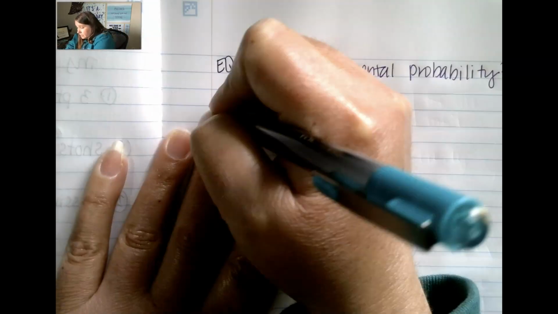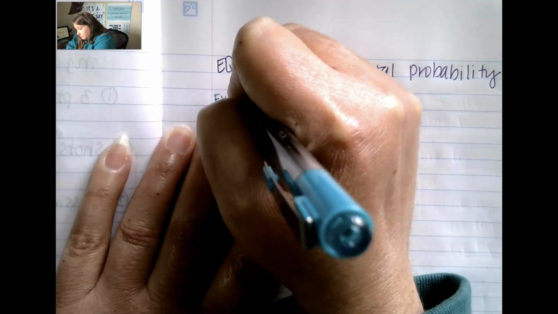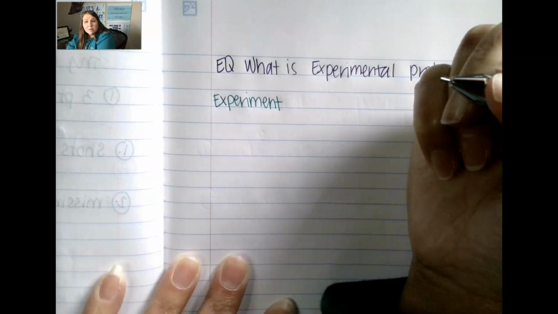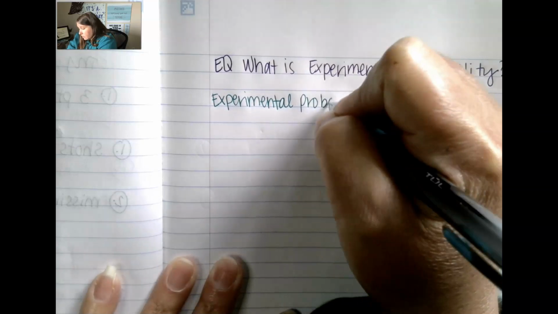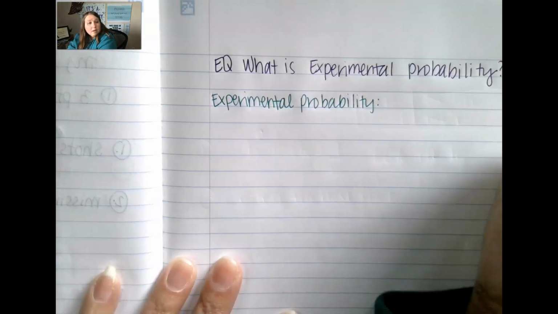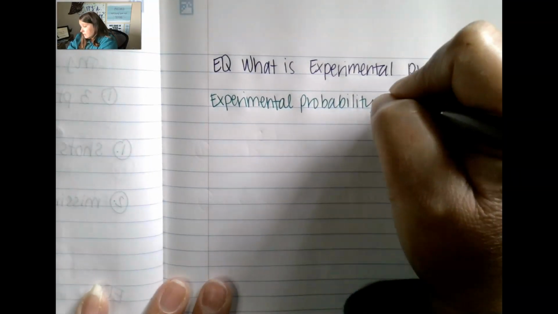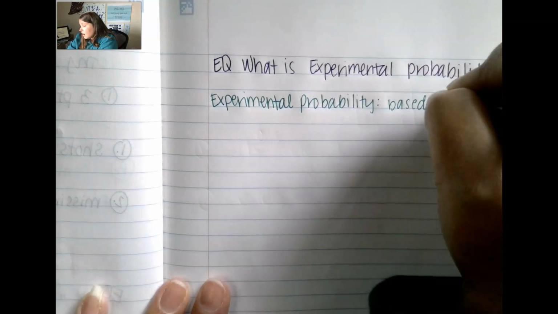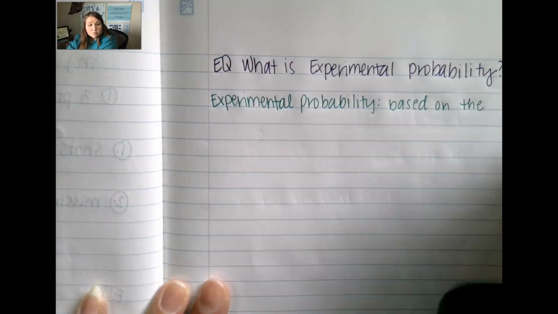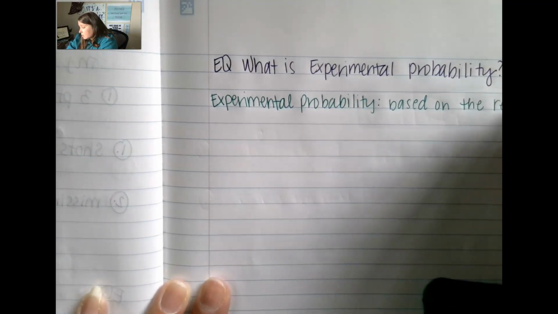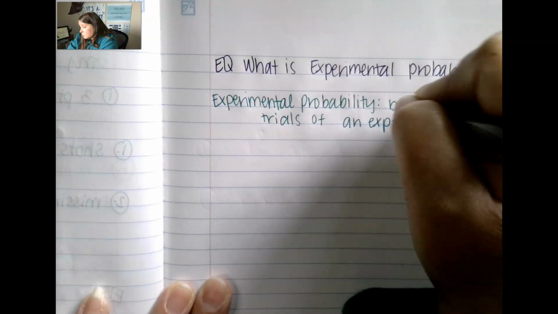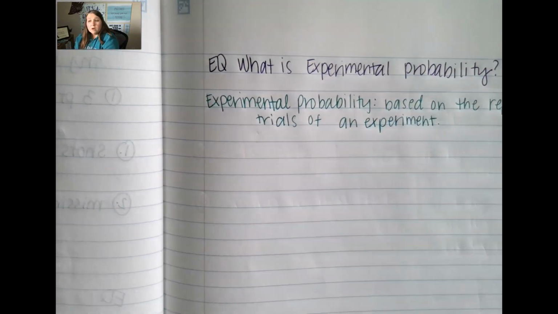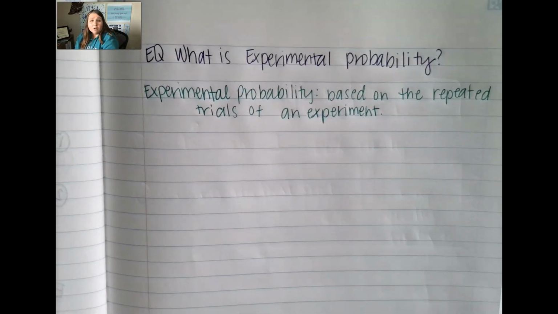So experimental probability is based on doing experiments and the trials that happen. Experimental probability is based on the repeated trials of an experiment. So this means that you do an experiment and you record the data from every single outcome.